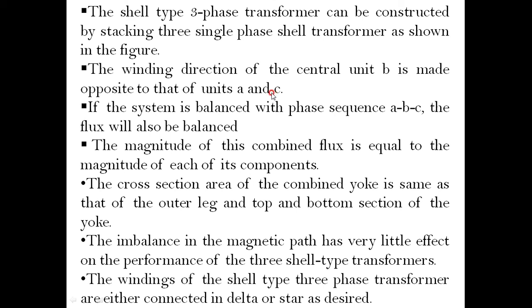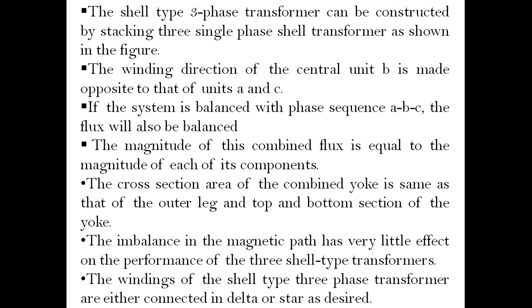That is, if one is taken as the excited one, in that case the other two act as a return path. If the system is balanced with a phase sequence of ABC, the flux will also be balanced. The magnitude of these combined fluxes is equal to the magnitude of each of its components at any given time. The cross-section area of the combined yoke is the same as that of the outer leg and top and bottom section of the yoke.